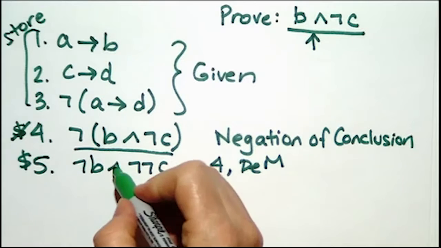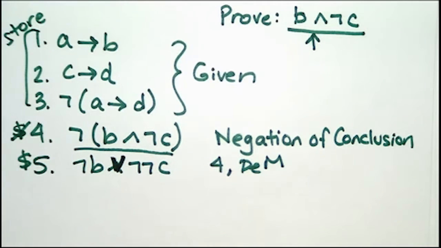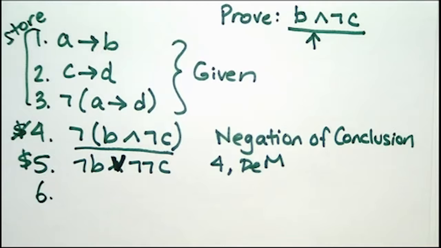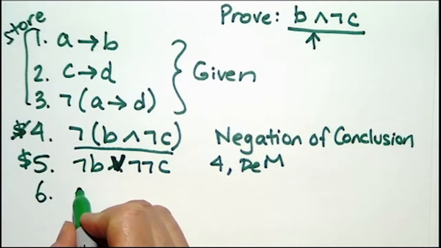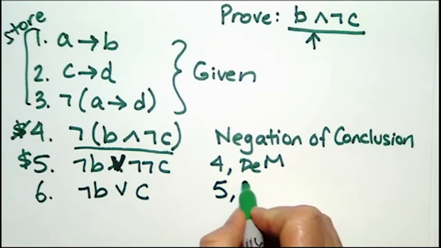You're right. Thank you for checking my mistake. So we had B and not C, and then when we negated it, we should have had not B or not C. Good checking. Okay. Now we're going to get rid of that double negation. So we have not B or C from line 5 and double negation.